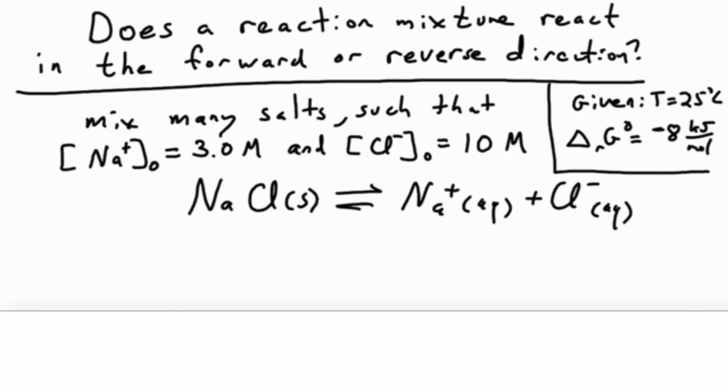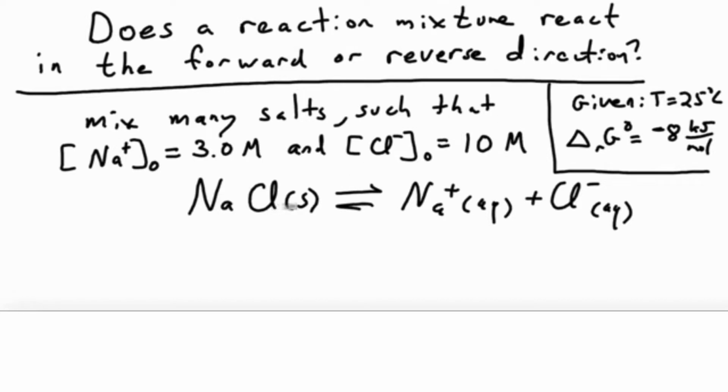So sometimes we want to find out if a given reaction mixture, a bunch of chemicals in a beaker or whatnot, is going to react in the forward direction or the reverse direction. For instance, in this case, we have some solid sodium chloride and some sodium ions and some chloride ions. Obviously, because these are not the same concentration, we must have some other ions in there too. So we have a bunch of different salts that we've thrown into this beaker and added water. Initially, we have this concentration of sodium ion and this of chloride, and then some solid sodium chloride.